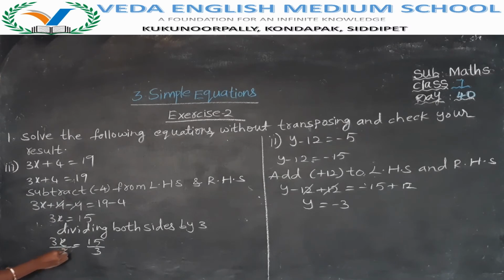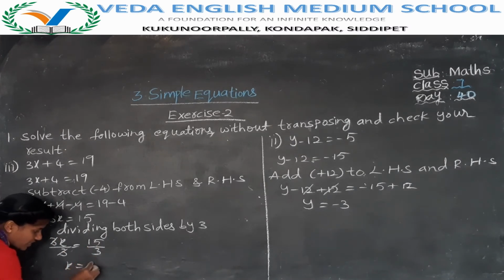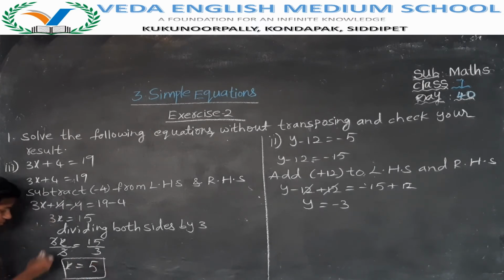Now here we have 3. 3 will get cancelled, only x will be left. In the 3 table, 5 is possible, 3 5s are 15. So the value of x is 5.